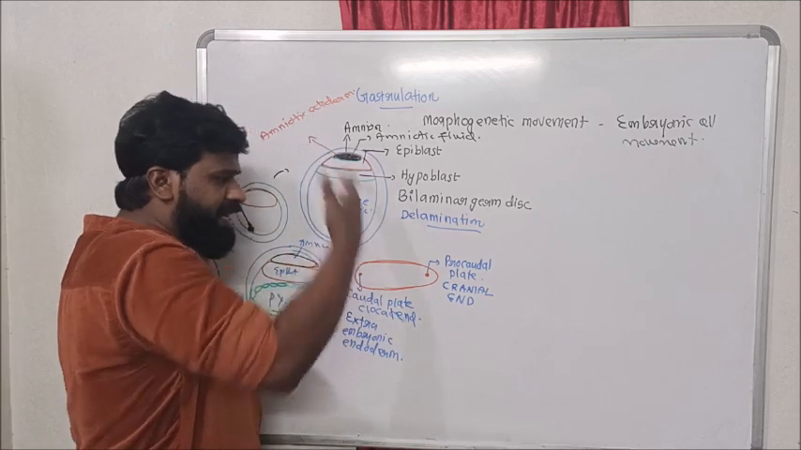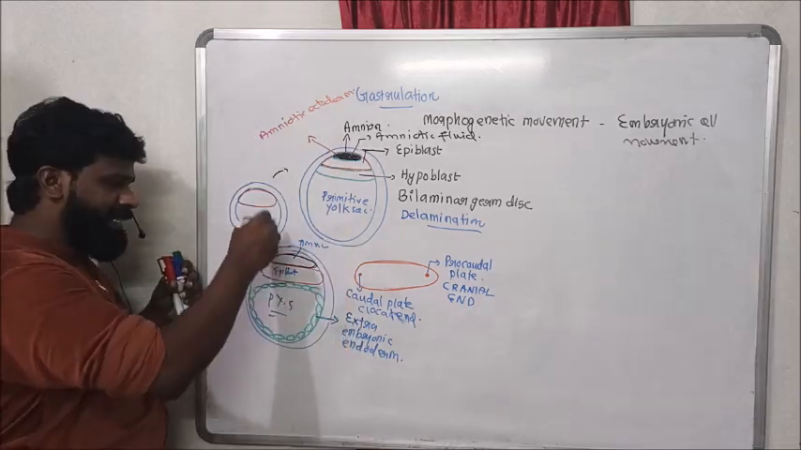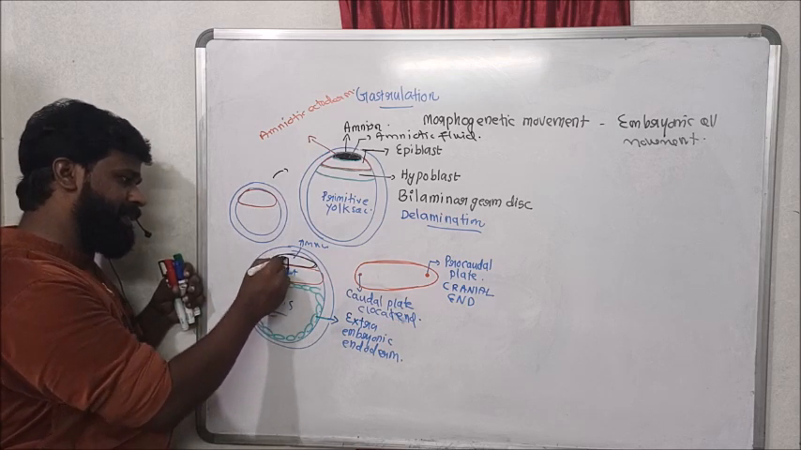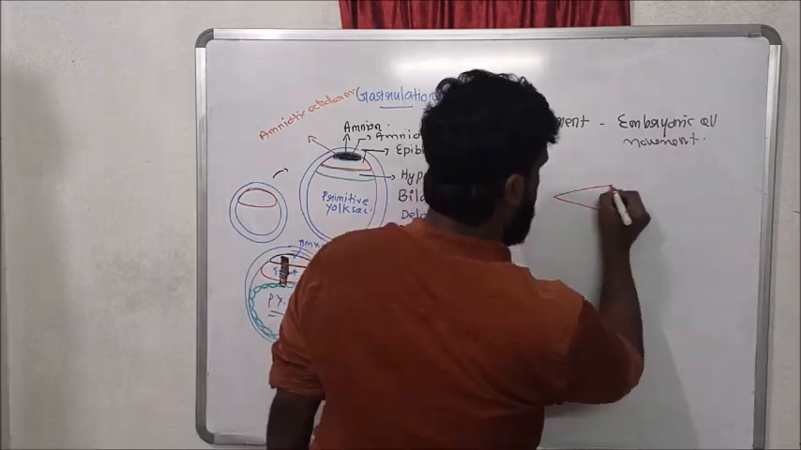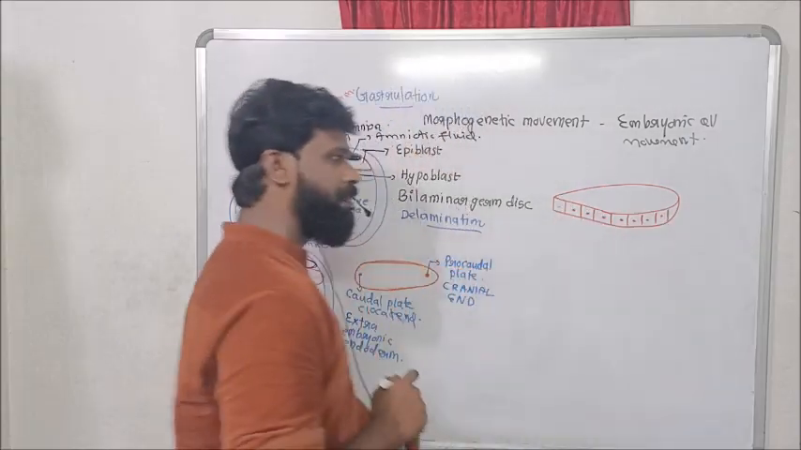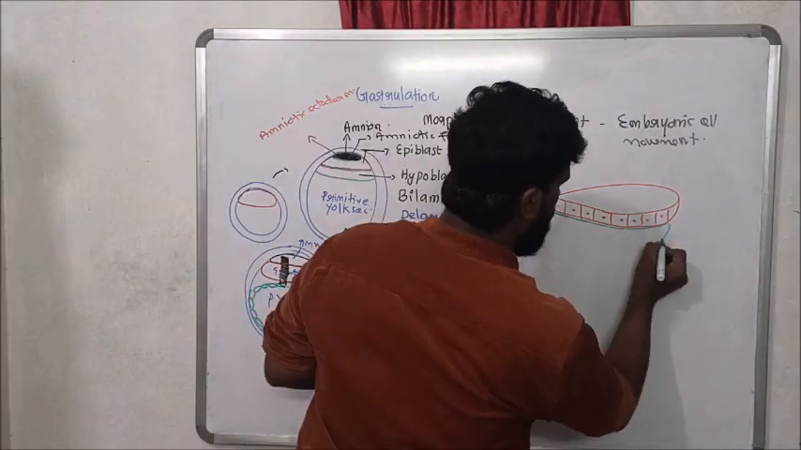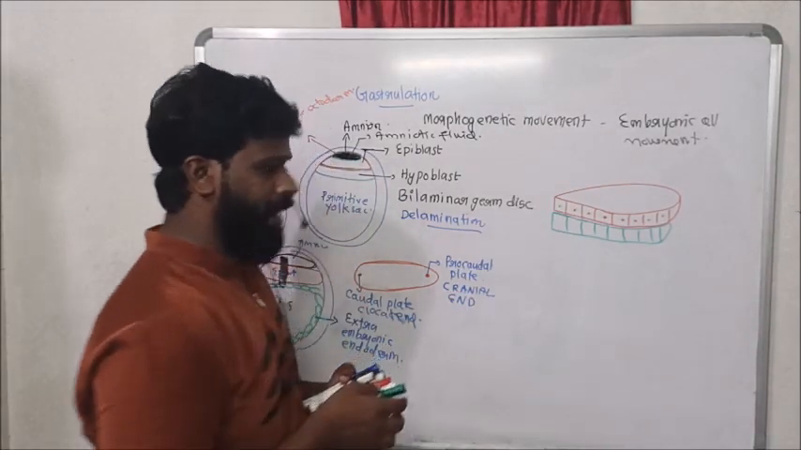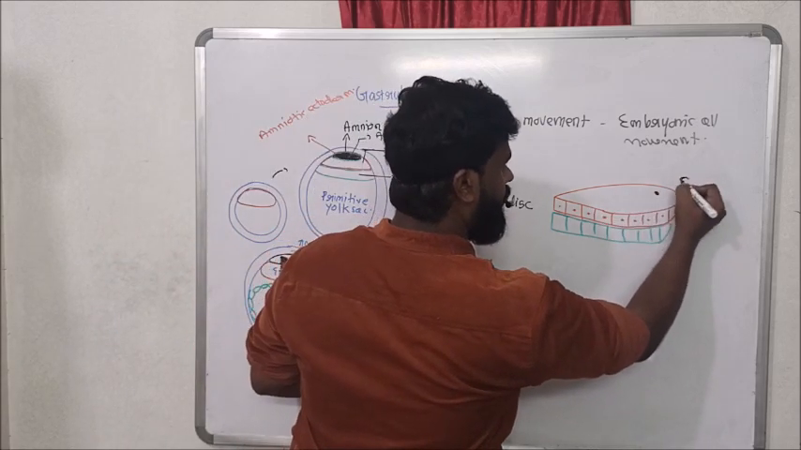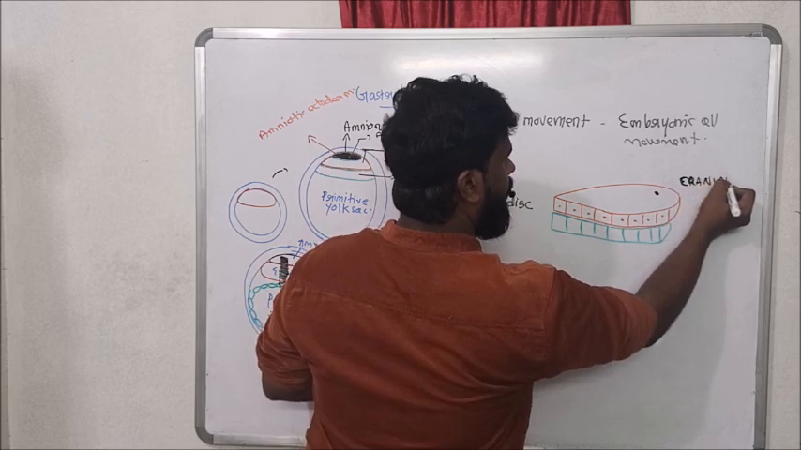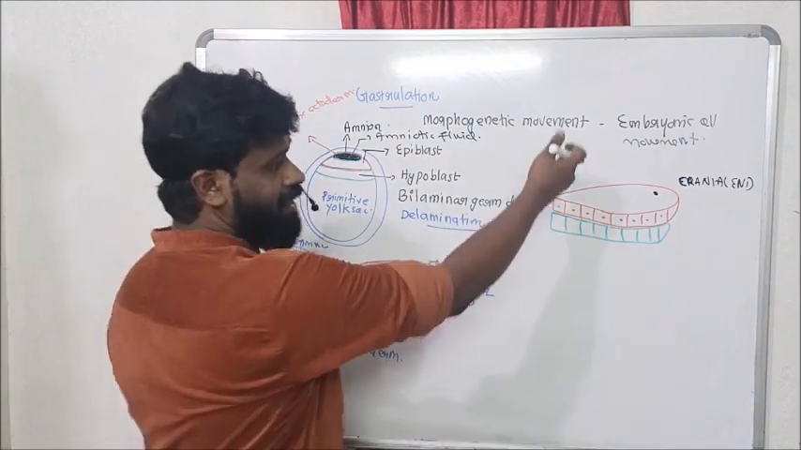I am going to take a section from the top of this epiblast. Cut from here. This is the epiblast, and next is the hypoblast. This is the cranial edge, that means the anterior end, and this is the caudal portion.